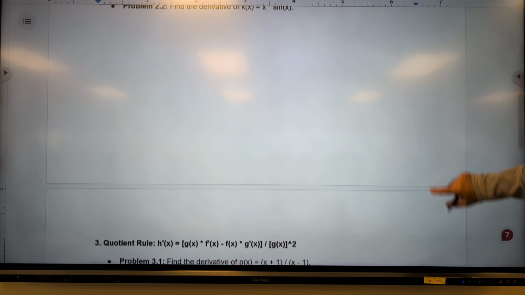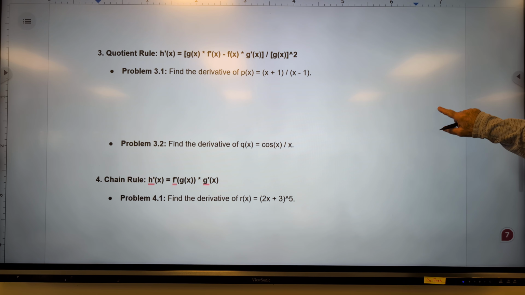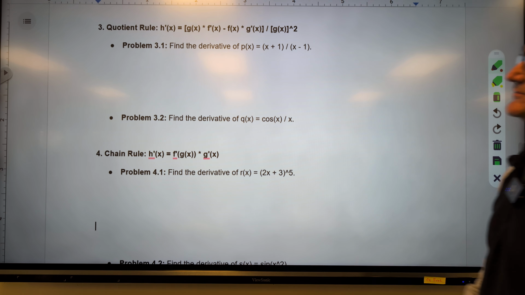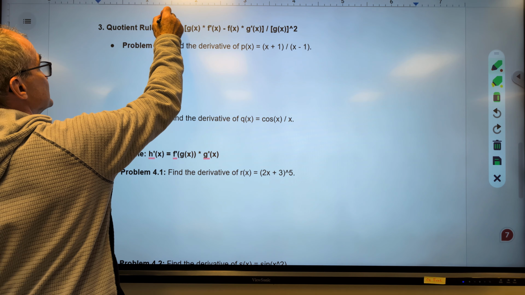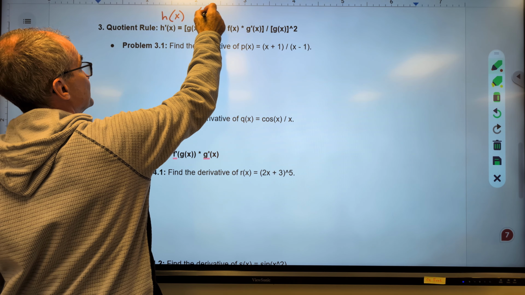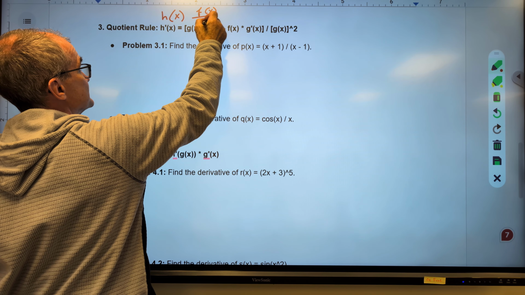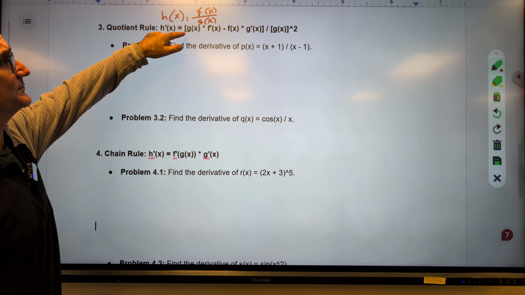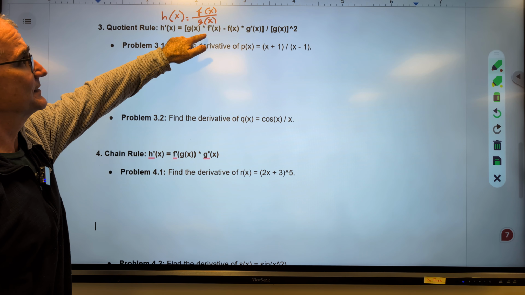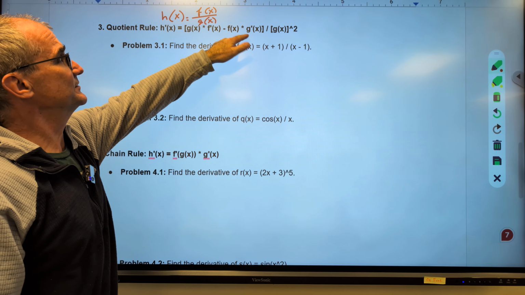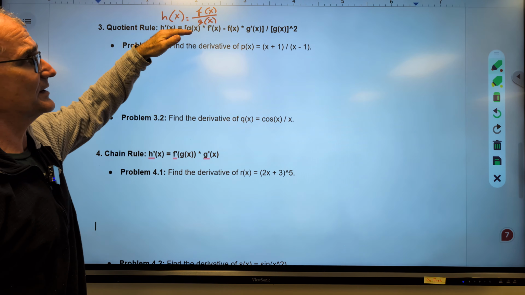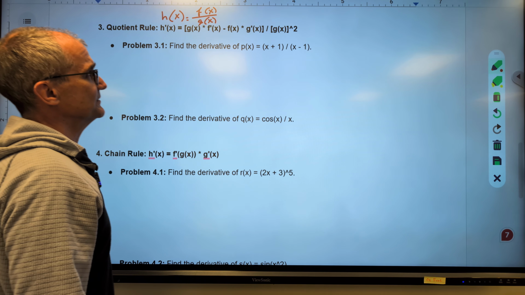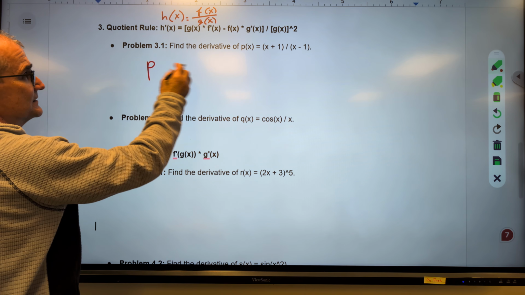Okay, moving on from there, we are now looking at the quotient rule. So on the quotient rule here, if my function h of x is equal to one function f of x divided by another function g of x, its derivative is equal to the bottom times the derivative of the top minus the top times the derivative of the bottom, all divided by the bottom squared. So this is my numerator, this is my denominator. So p of x is equal to this.